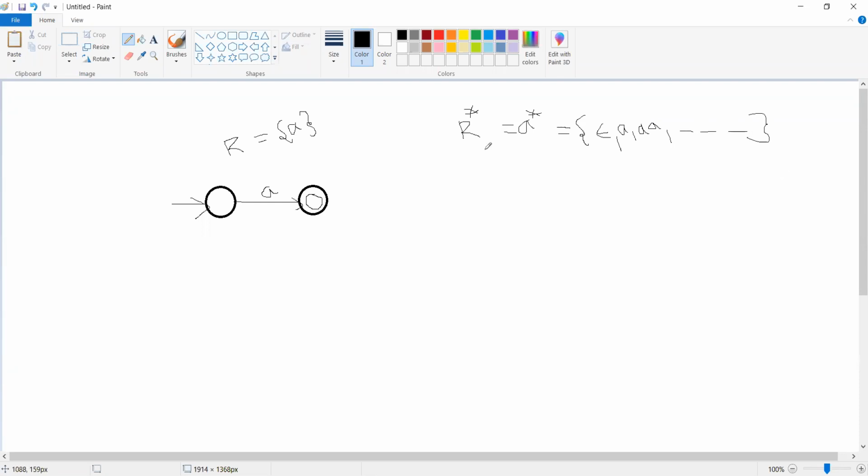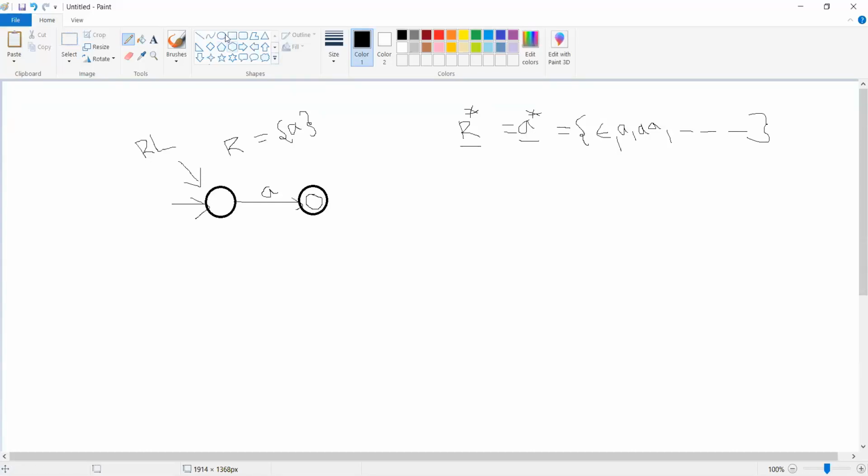Okay. Now what we have to do is we need to prove that. We already know that this R is a regular language. It is already a regular language. But what we need to prove is that if R is a regular language, then R star is also a regular language. In the sense, now we need to construct such a finite automata which will recognize A star also.